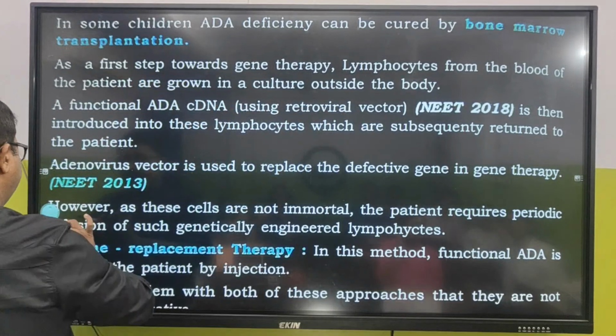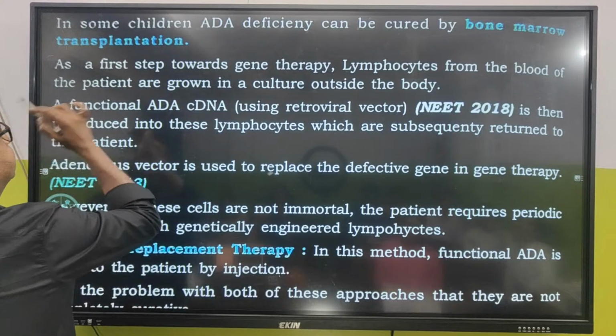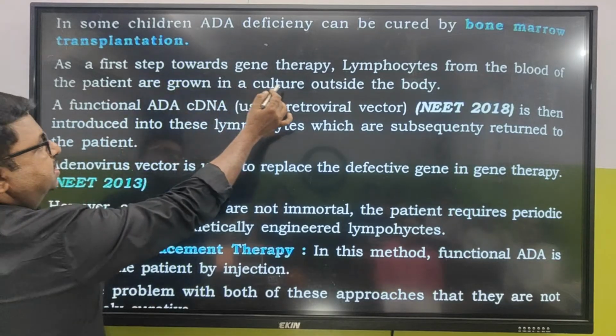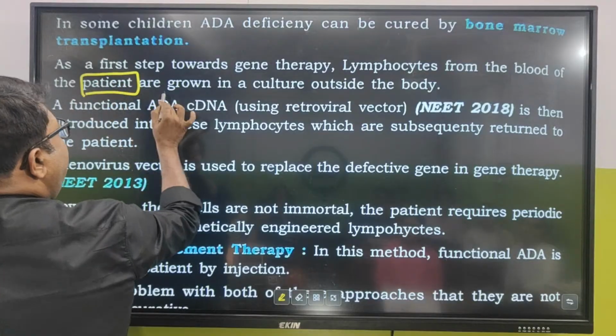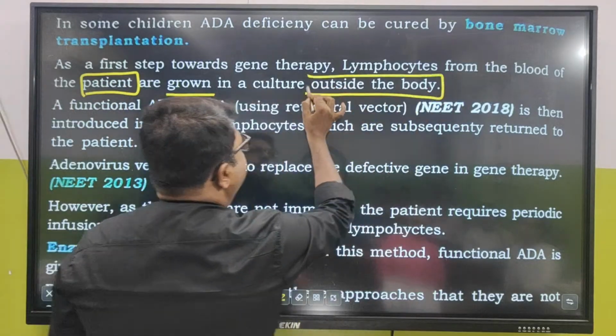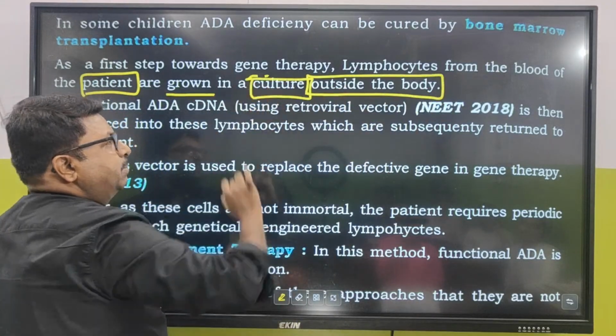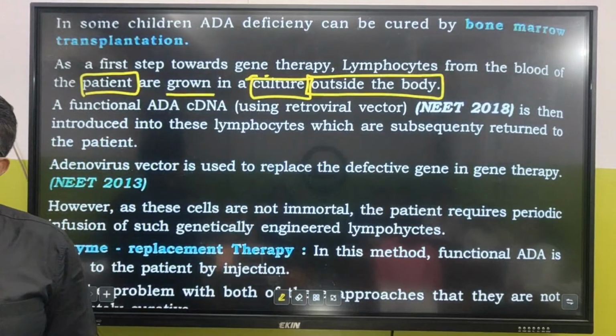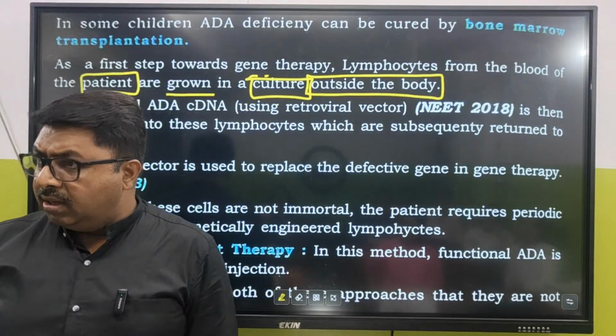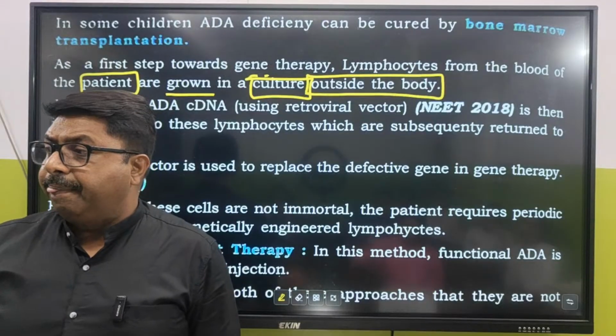As a first step towards gene therapy, lymphocytes from the blood of the patient are grown in a culture outside the body. The lymphocytes are being grown outside the body. In vitro or in vivo?